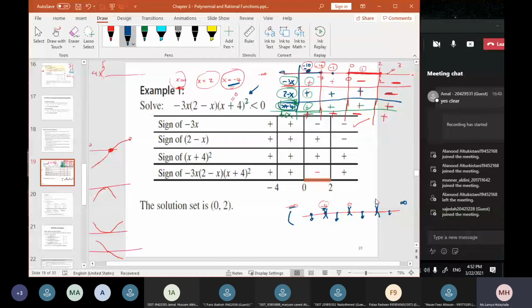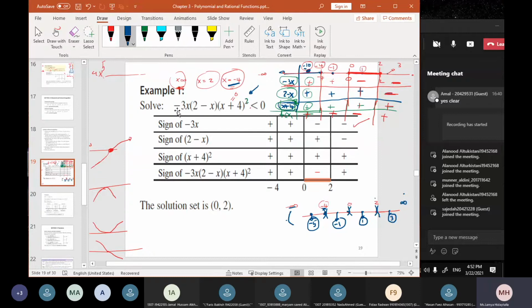For instance, I can take between 2 والinfinity, I can take مثلا 0.3. Between 0 و2, I can take the 0.1. Between -4 و0, I can take any point, مثلا I can take -1. Between -4 والminus infinity, I can take مثلا -5 or -10 or whatever. What I do with these points, I substitute with them inside my function to know a function is positive or negative.